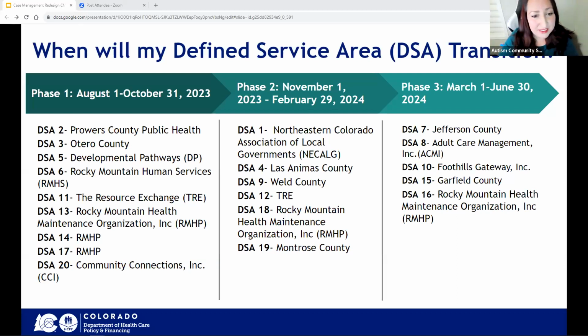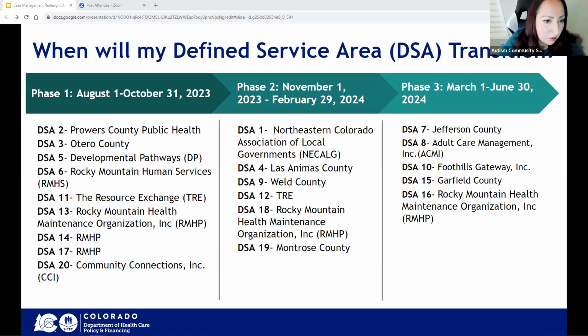Okay, this one shows what that looks like. When will my defined service area, or DSA, transition? These are a couple of little maps. Again, we can post this so that everybody can see it, to know if you're in these counties, this is when you're transitioning. Prowers, Otero, DP, Rocky Mountain Human Services, TRE, part of Rocky Mountain Health Plans, and Community Connections, Inc. are all transitioning by November 1st.